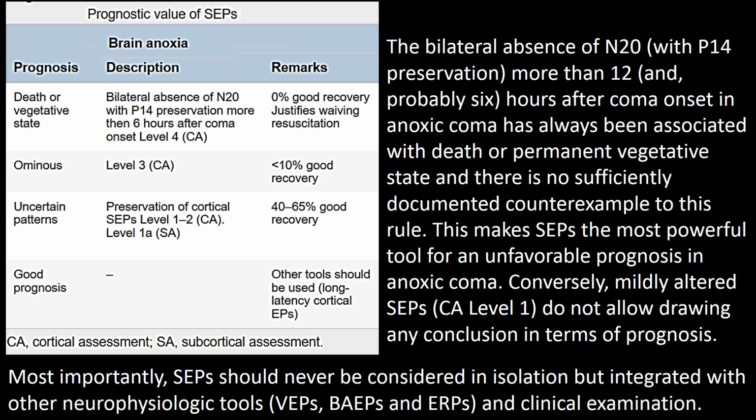The written text on the subject is far clearer. It reads, the bilateral absence of N20 with P14 preservation more than 12 hours and probably 6 hours after coma onset in anoxic coma has always been associated with death or permanent vegetative state. And there is no sufficient documented argument against this rule. This makes somatosensory evoked potential the most powerful tool for an unfavorable prognosis in anoxic coma. Conversely, mild altered somatosensory evoked potentials, which they describe as cortical assessment level 1, do not allow drawing any conclusions in terms of prognosis.